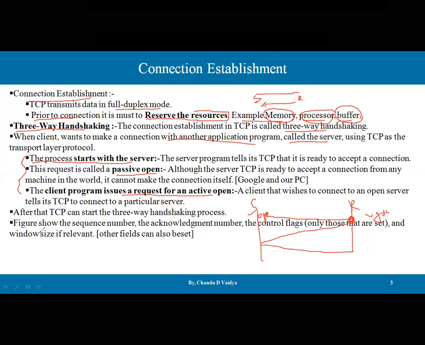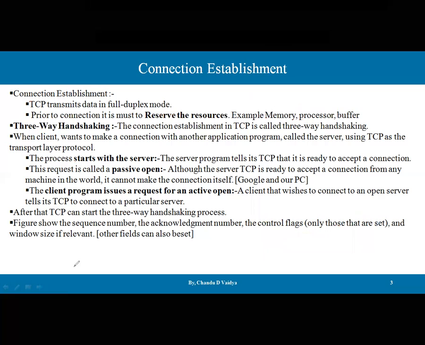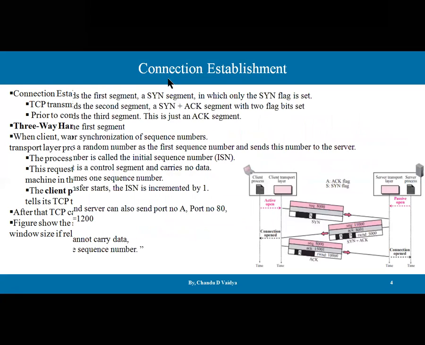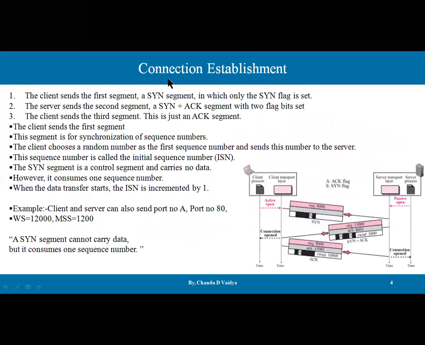Now, apart from this, what happens after the connection is established in this particular TCP phase? Here, the three-way handshaking is going to happen. And in this three-way handshaking, the sequence number, the acknowledgement number, and the control flag are going to be used. And again, the window flag is going to be used. So let's take one by one. The very first is the connection establishment.